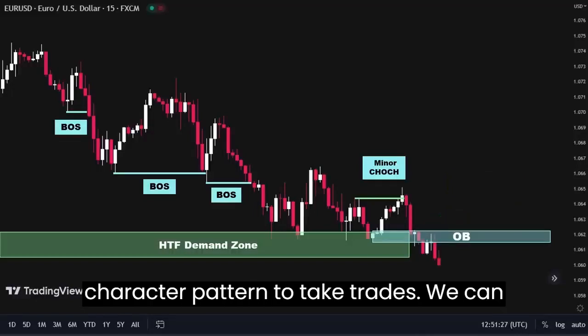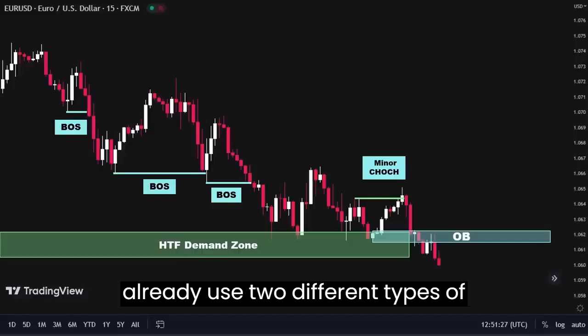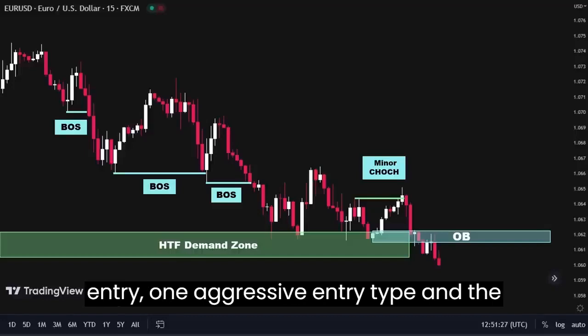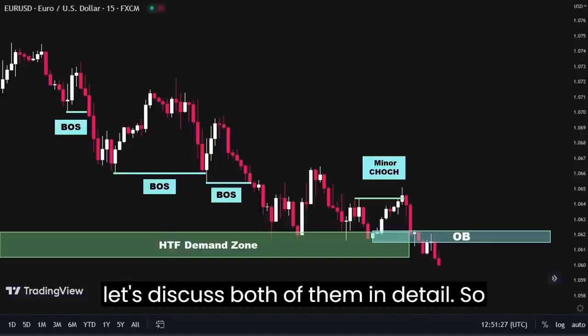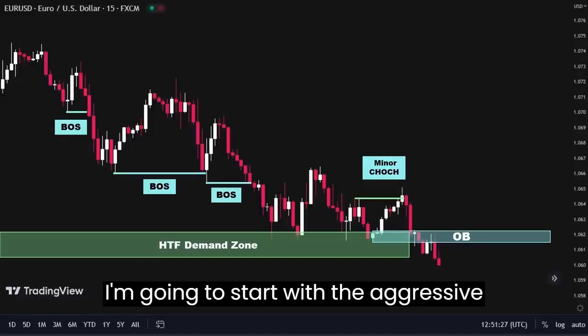For using a change of character pattern to take trades, we can use two different types of entry: the first is the aggressive entry type and the second is the conservative entry type. So let's discuss both of them in detail. I'm going to start with the aggressive entry model.